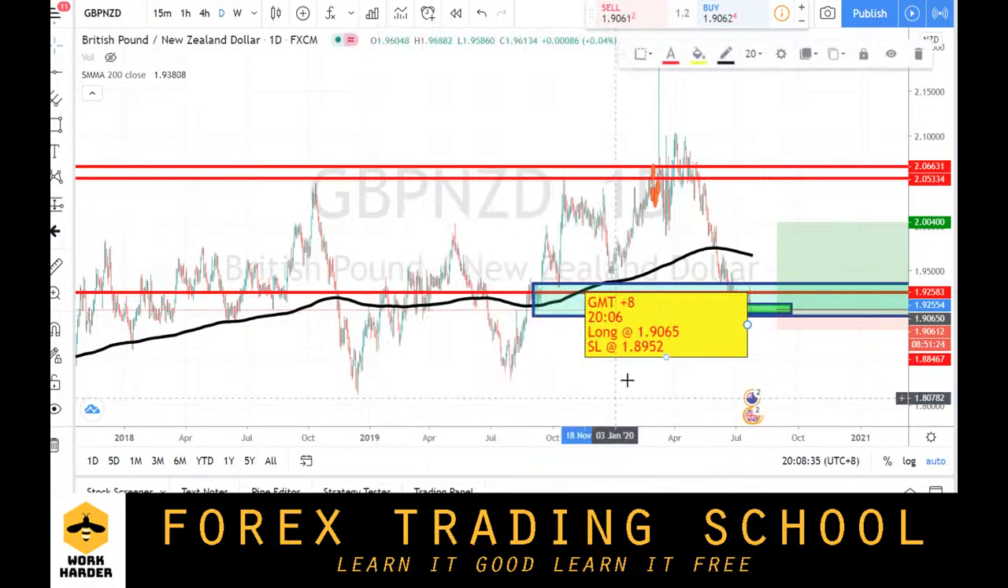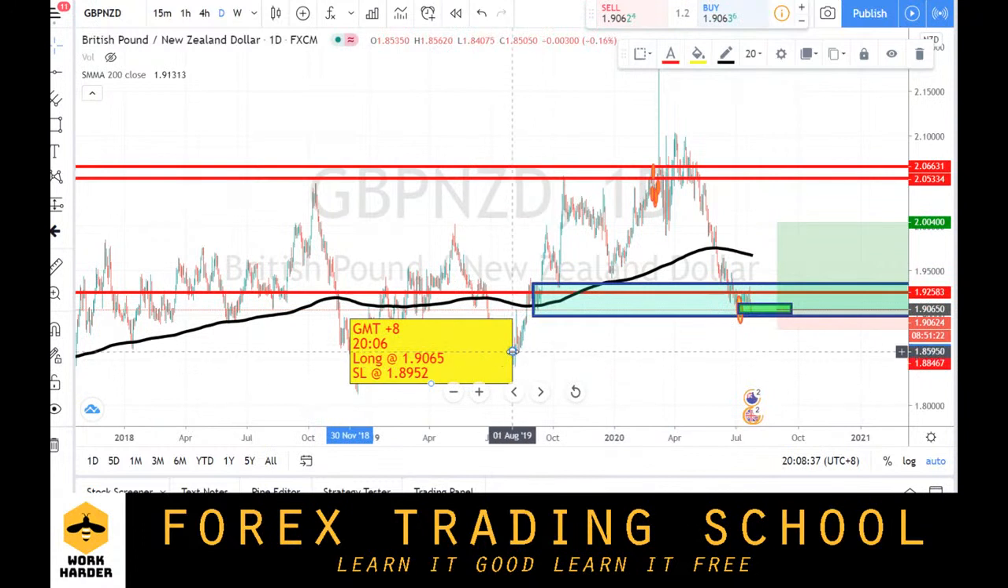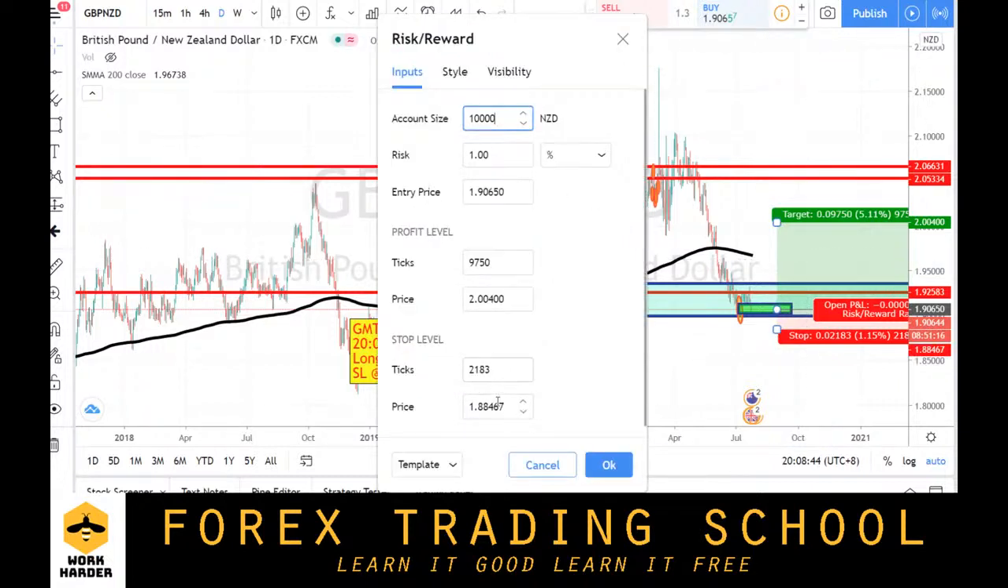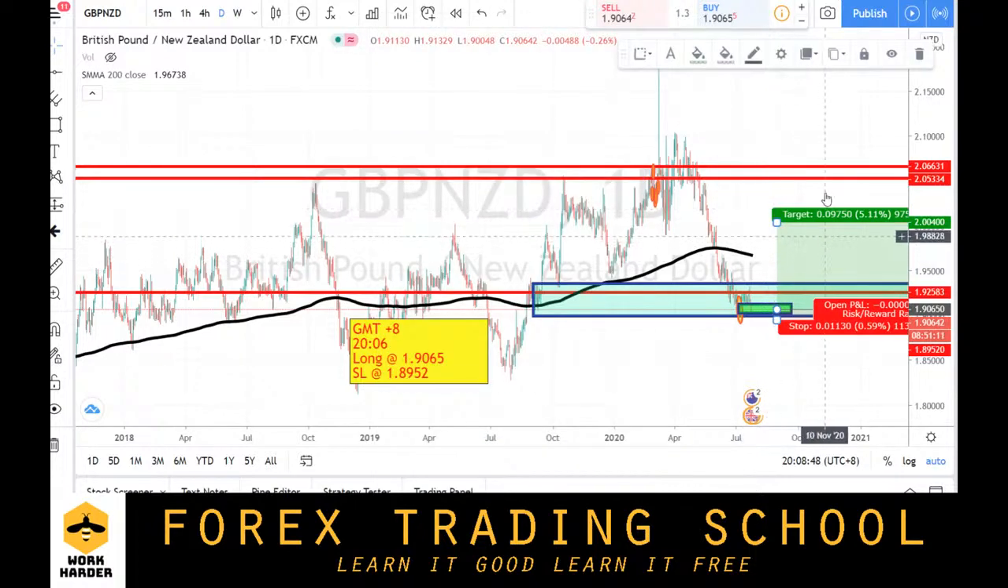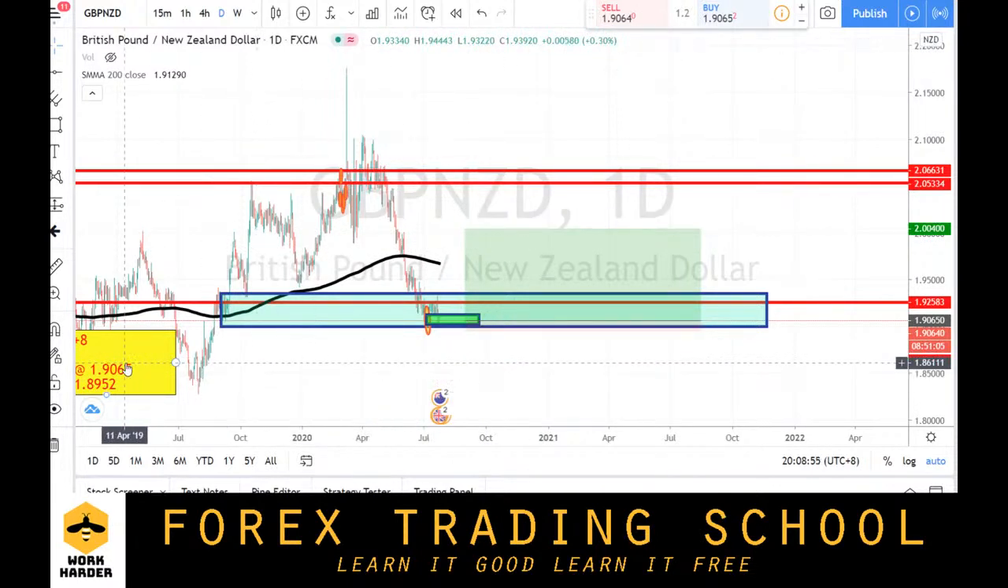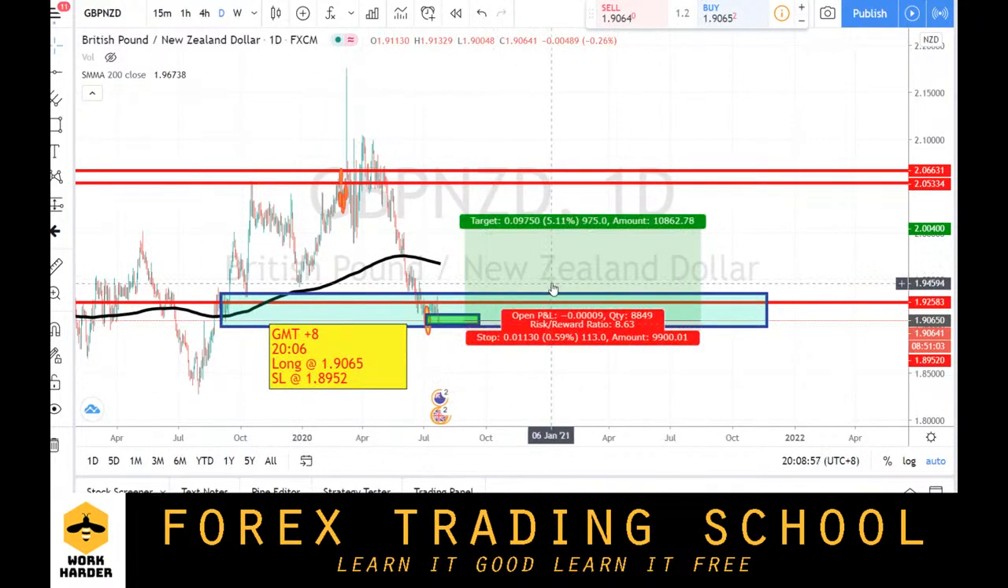Okay, this is where we are stopping for stop loss, just below the demand zone, 1.852. Okay, let's lock it. Well, how long to reach the target? I don't know, so let's just wait. This is where we are, 5%. Okay, we are in.